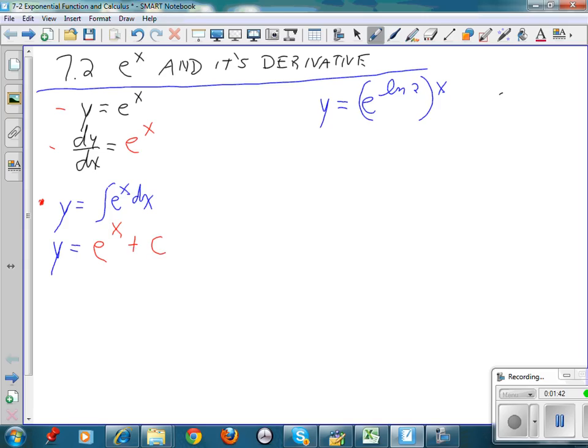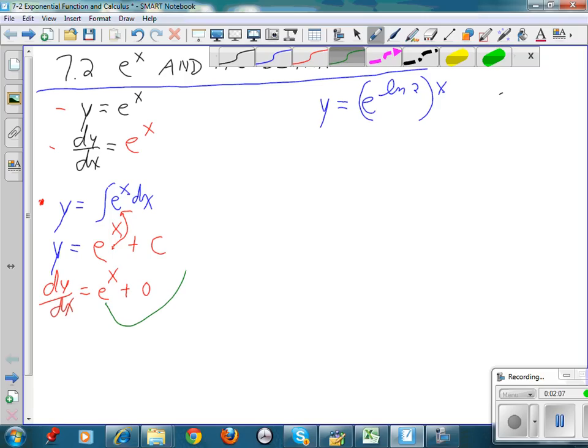Now let's check that that works. I know that if I take the derivative of this antiderivative, I better get back to that. Is that true? Let's see. Well, dy/dx is equal to, what's the derivative of e to the x? Oh, I was told it was e to the x. Derivative of c is 0. So yes, the derivative and the antiderivative of e to the x are the same function, which is kind of unusual.